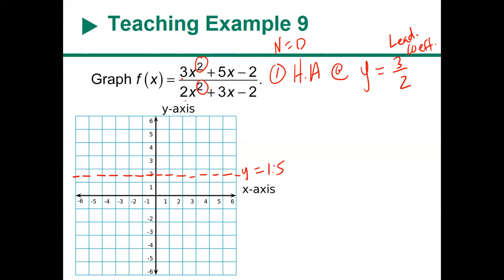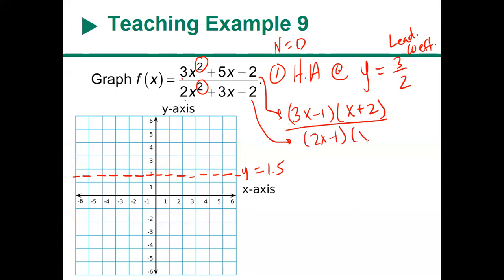So for the sake of time, we're going to factor this. The factors of the numerator are 3x minus 1 times x plus 2. The factors of the denominator would be 2x minus 1 times x plus 2. So after you factor, you're then gonna find any holes. What do I have a hole at? At x plus 2. So there's a hole in my graph at x equals -2.